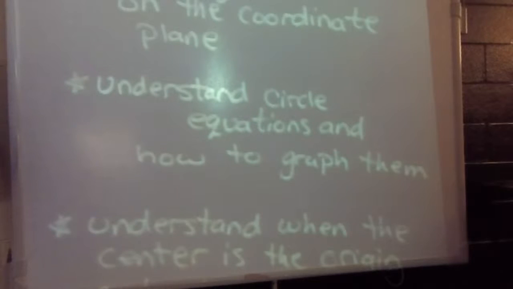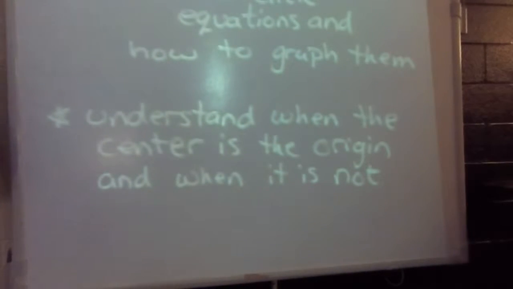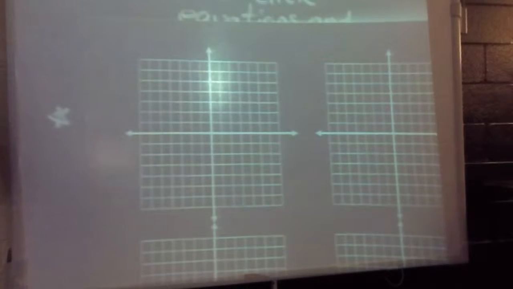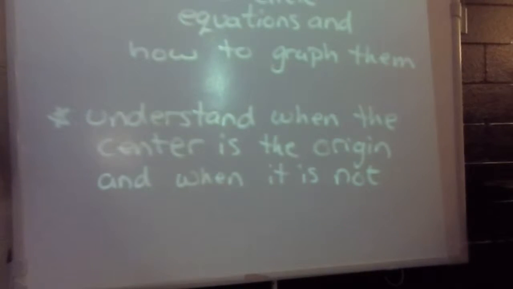Then we need to understand the circle equations and how to graph them. And lastly, understand when the circle is centered on the origin and when it's not. Those moves for parabolas, how to move them left and right, up and down, are going to apply to our circles, and you're going to see that after we learn what is centered. All right, so let's look at the notes.